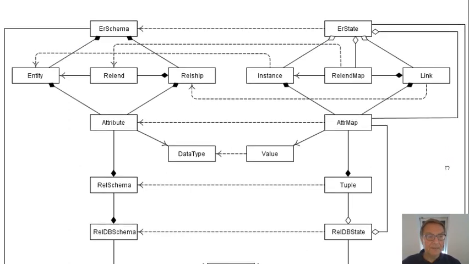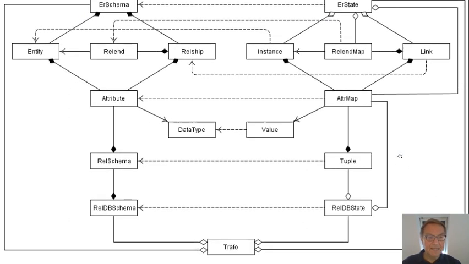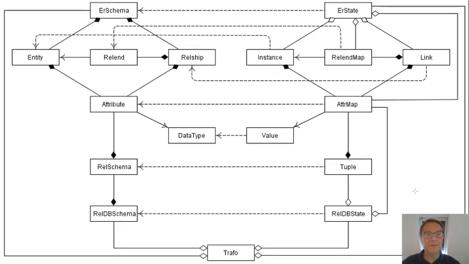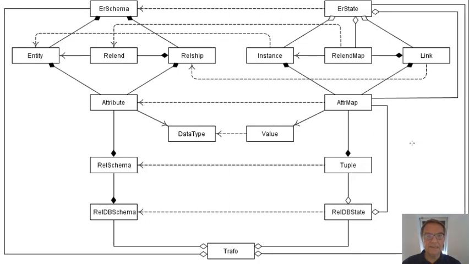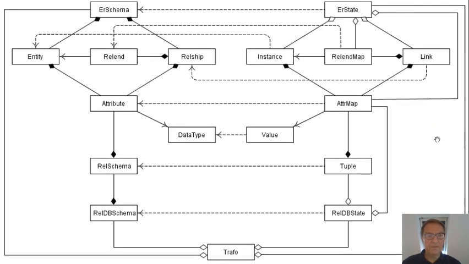I have preferred to have a slightly different, more intuitive description here than the UML class diagram. I have used here slightly different notation. I have used here composition, aggregation, and functional associations indicated with an arrow. And I will explain this right now in the following.